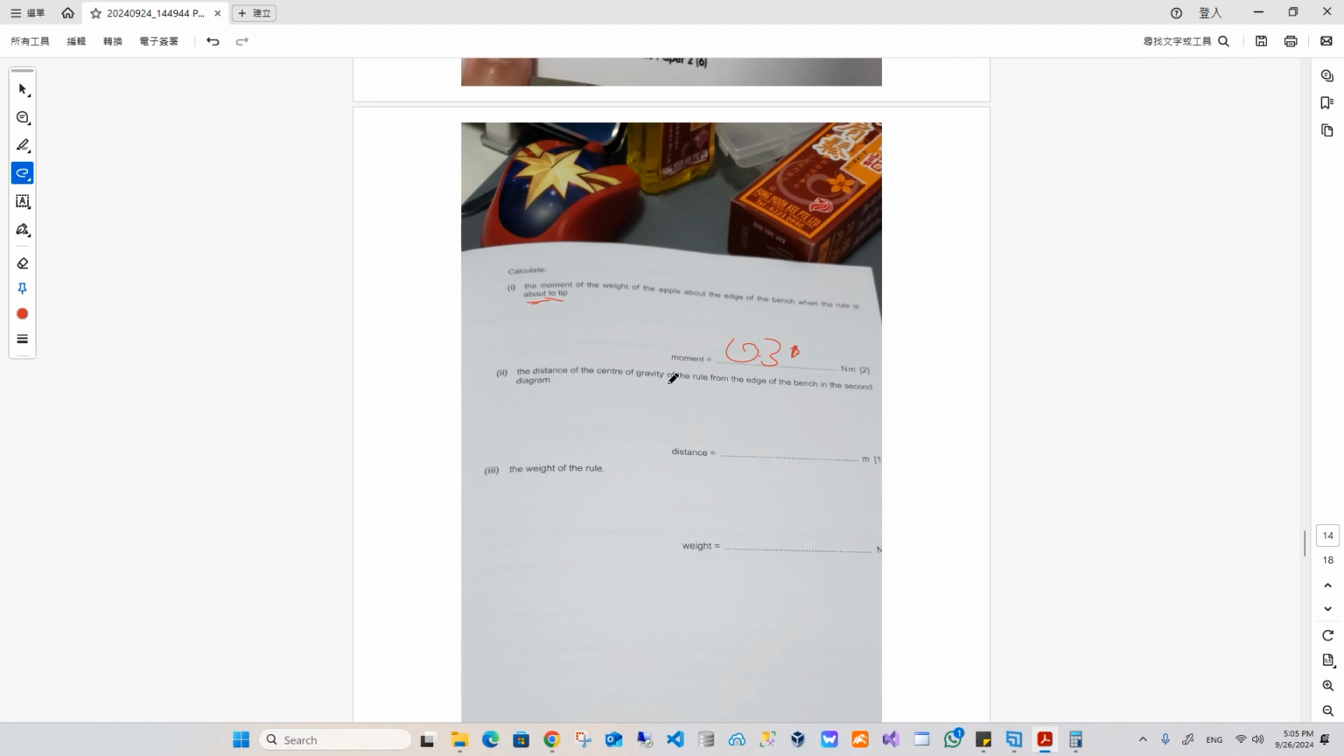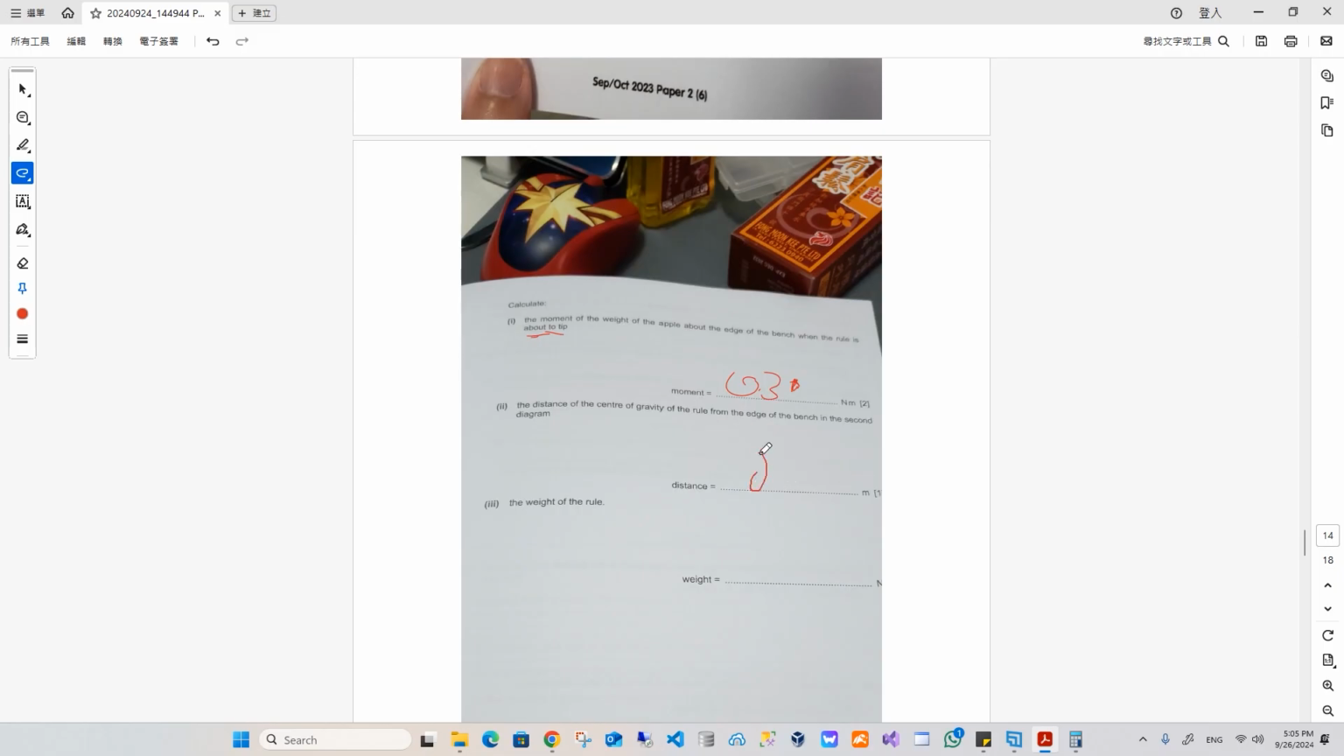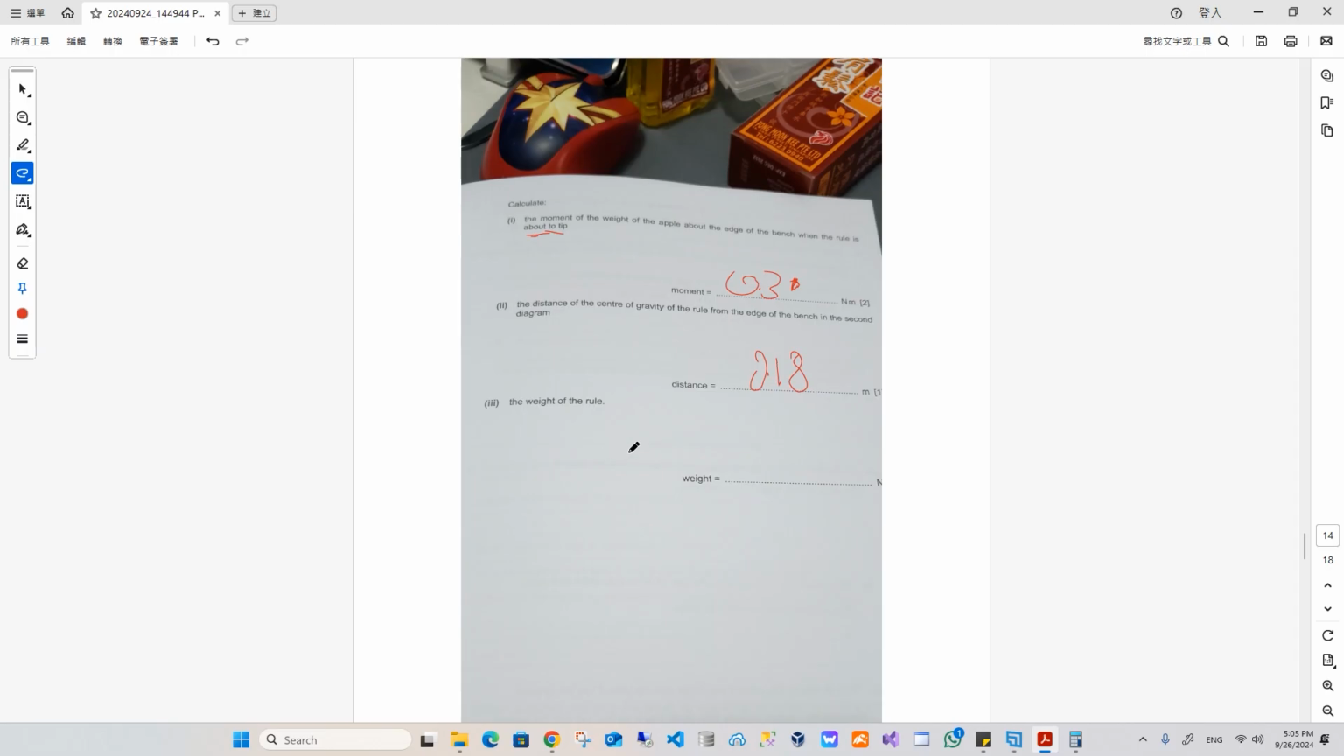The distance to the center of gravity, and so on. Back to the second diagram. The distance is what I found already, which is 0.18. So the weight of the ruler is W. The idea is that the 0.3 we have is equal to 0.18 times W, because the anticlockwise moment has to be balanced with the clockwise moment. So W equals 0.3 divided by 0.18.